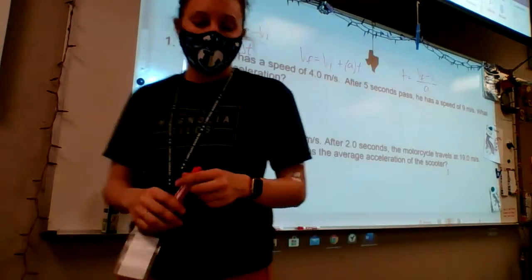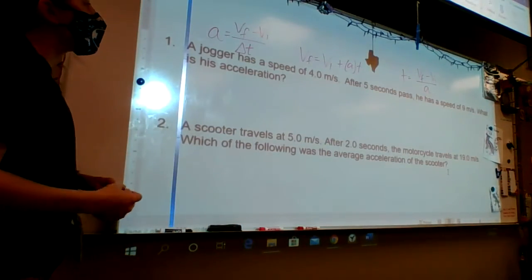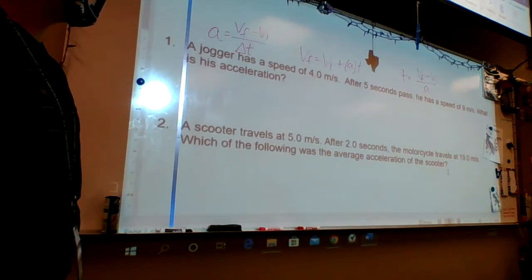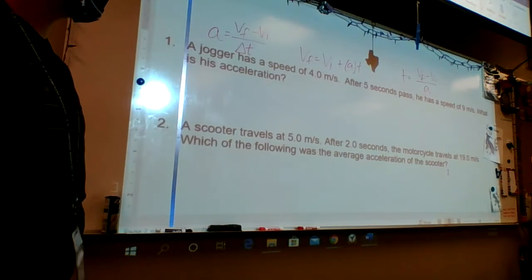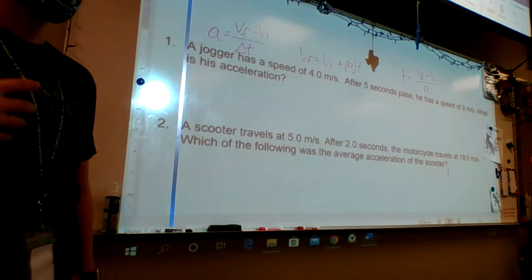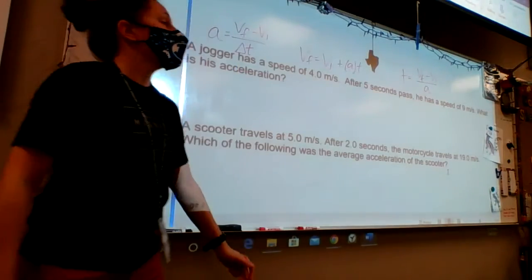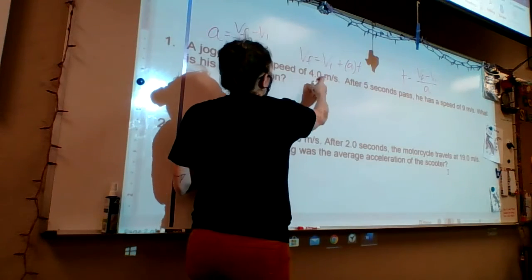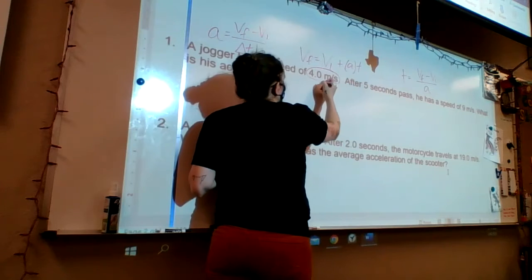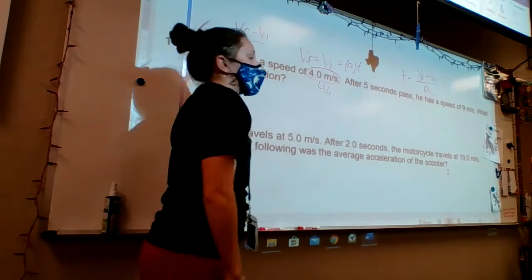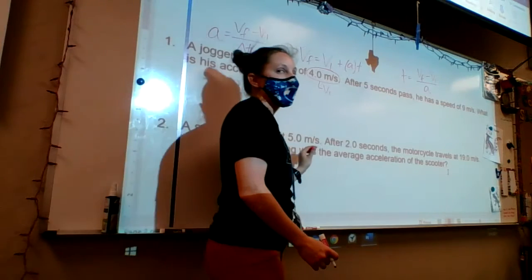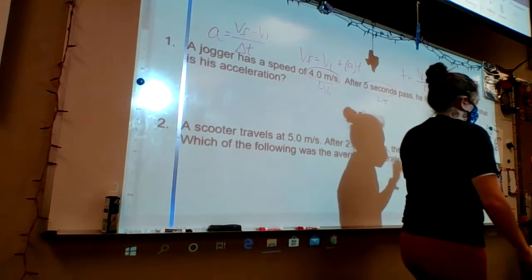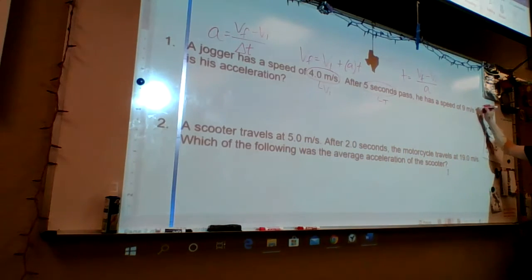I'll keep those formulas up there so that we can use them. It says a jogger has a speed of 4.0 meters per second. After 5 seconds pass, he has a speed of 9 meters per second. What is his acceleration? So I'm looking for A. What equation am I going to use? A equals. What variable is 4.0? The starting velocity, so VI. What is 5 seconds? The time. And what is 9 meters per second? The final velocity.